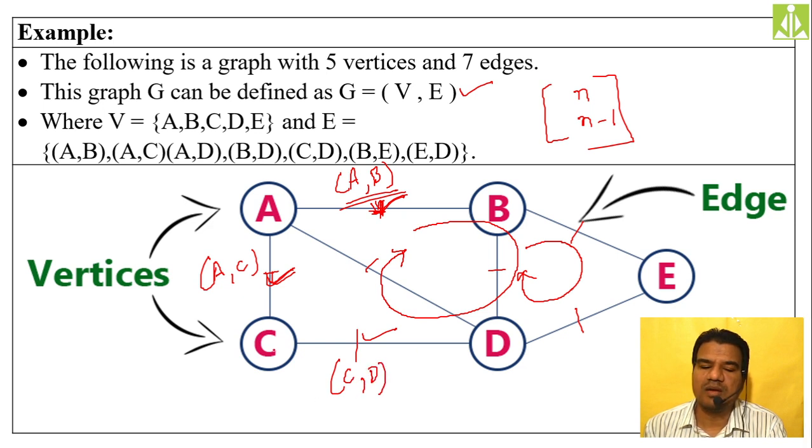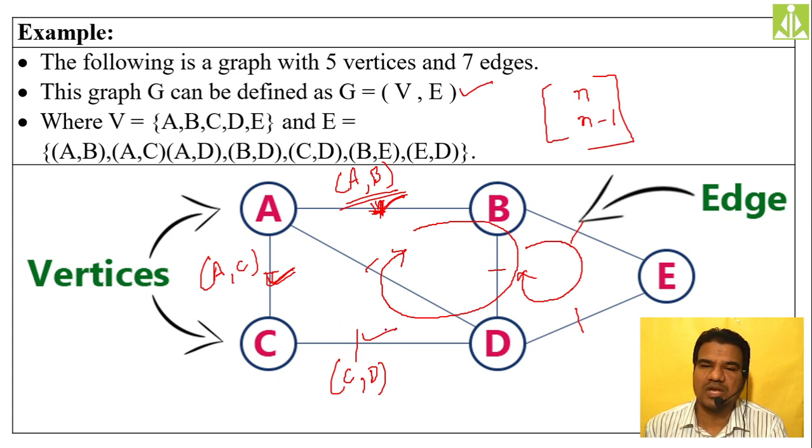So like this you can name all your edges, all 7 edges, and put those 7 edges as a list, within a set. Then that set will become the set of edges E. So now you can represent this complete graph.